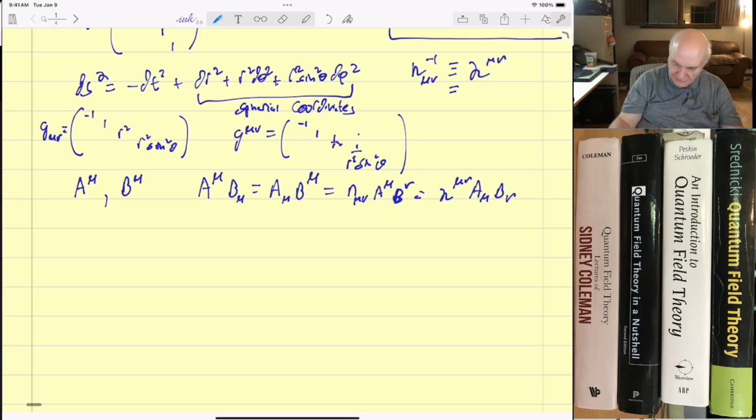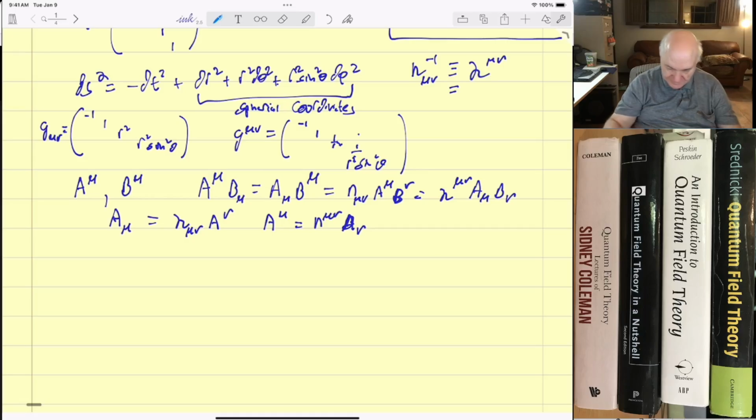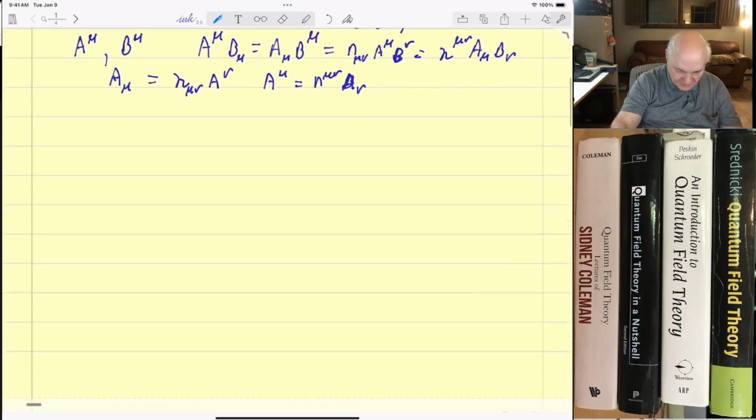Okay. So the definition of lower components is given by A_μ = η_μν A^ν. And when you're raising and lowering components, A^μ is equal to η^μν A_ν. So if you have a tensor equation, you can always lower a μ index and raise a μ index. They don't have to be on the same thing.